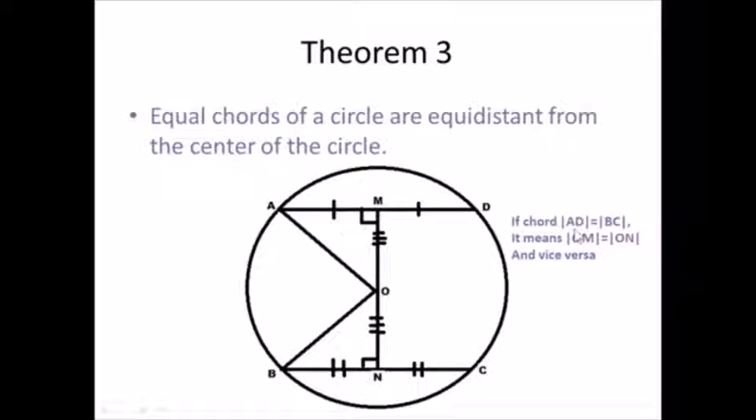And you can see, if I write here, if chord AD is equal to BC, it means that OM is equal to what? Line ON. That's what it implies, and vice versa. That is, if ON is equal to OM, it means that chord BC is equal to chord AD. These three theorems we are going to be using to solve problems in the next video.